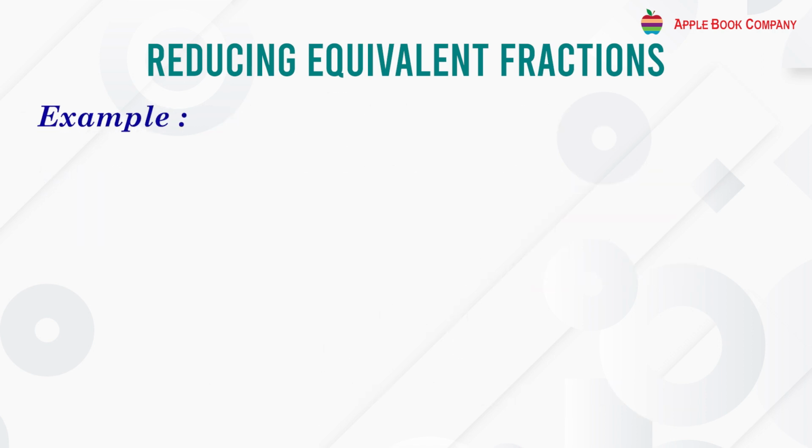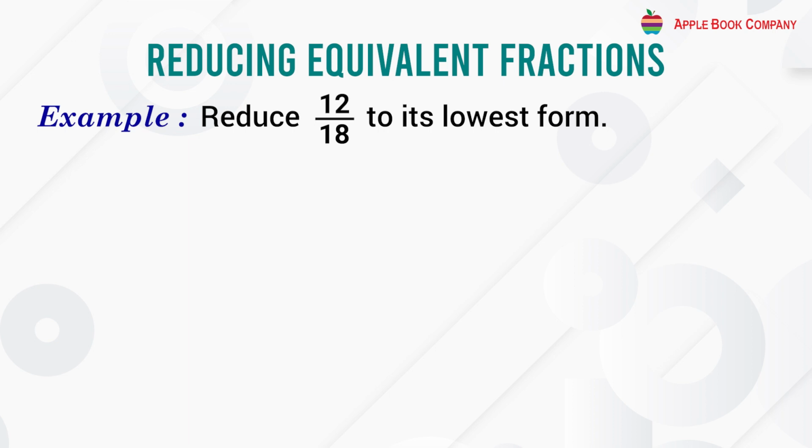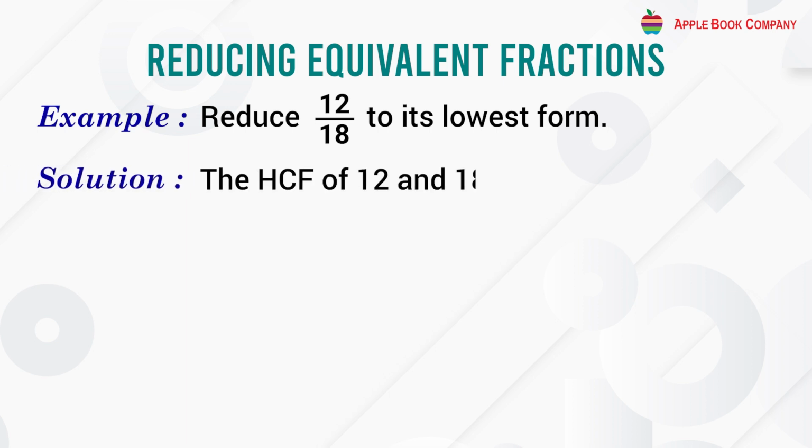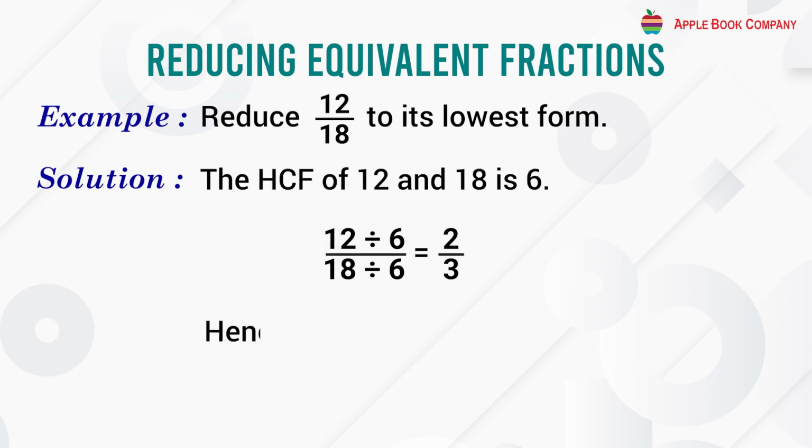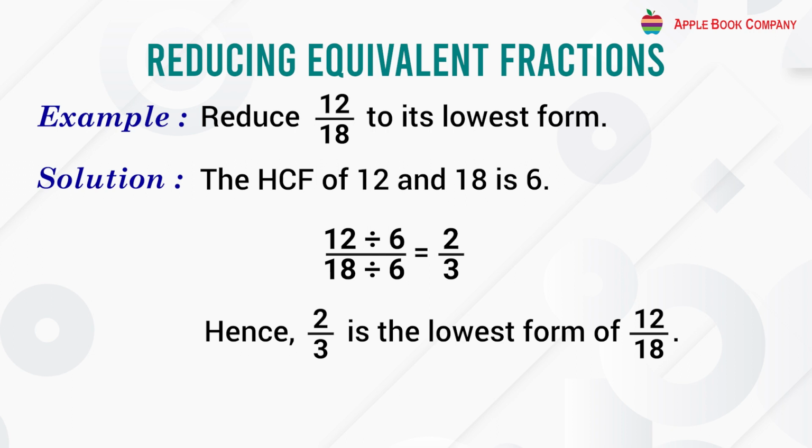Let's see an example. Reduce 12 by 18 to its lowest form. The solution is, the highest common factor of 12 and 18 is 6. Therefore, dividing 12 and 18 by 6, we get 2 by 3. Hence, 2 by 3 is the lowest form of 12 by 18.